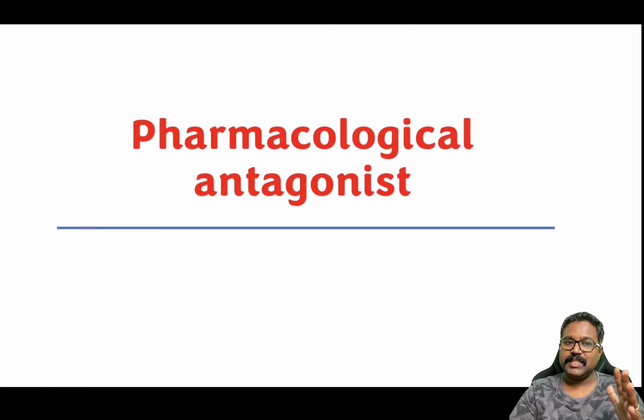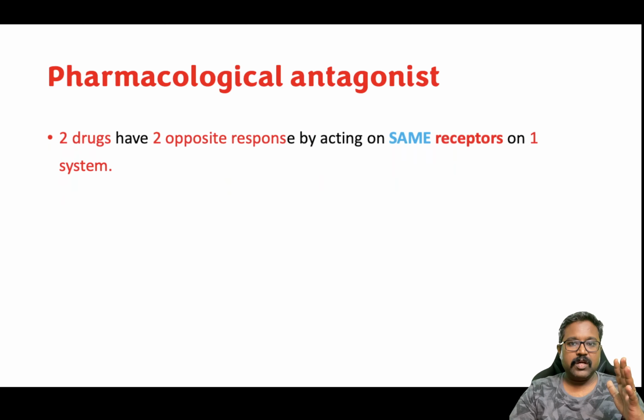So let's see what is pharmacological antagonist. Here also, similar to physiological antagonist, there are two drugs which act in two opposite directions. There are two opposite responses, but they act on the same receptors. Whereas in the physiological antagonism, they were acting on different receptor sites on a single system. So this is the main difference between physiological antagonism and pharmacological antagonism. Let us understand again. Physiological antagonism means the two drugs act to produce two different responses, but they are acting at two different sites on the same system. Whereas in pharmacological antagonism, two drugs act to produce two opposite responses, but they are acting on the same receptors on the single system.